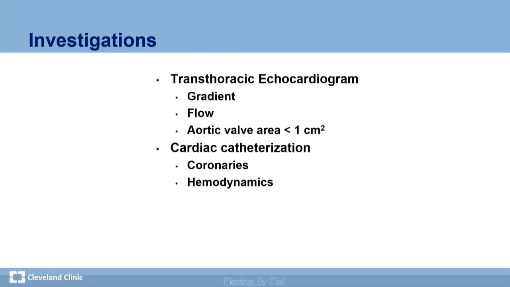So the investigations: when we do, the three terms that are coming out that are important are gradient, flow, and valve area. As you know, the gradient is the pressure difference between the left ventricle and the aorta, and I'll show you. Flow is the cardiac output, so how much is the flow across the aortic valve, and the aortic valve area is the area of the aortic valve, and there also is some importance to keep in mind, and the catheterization.